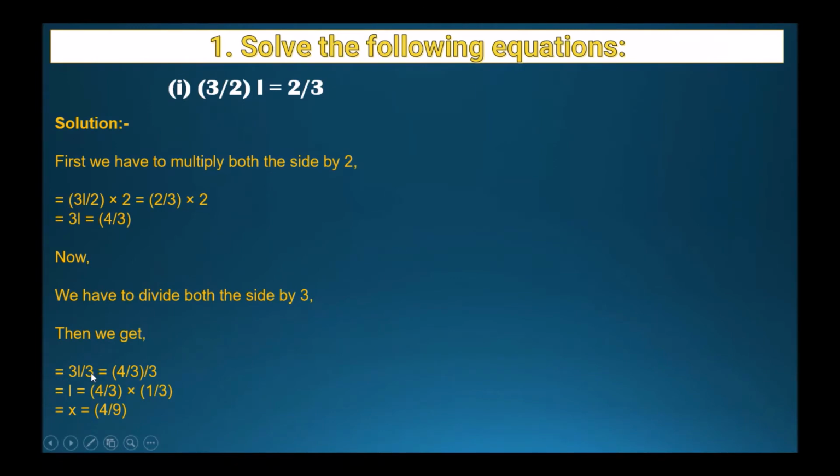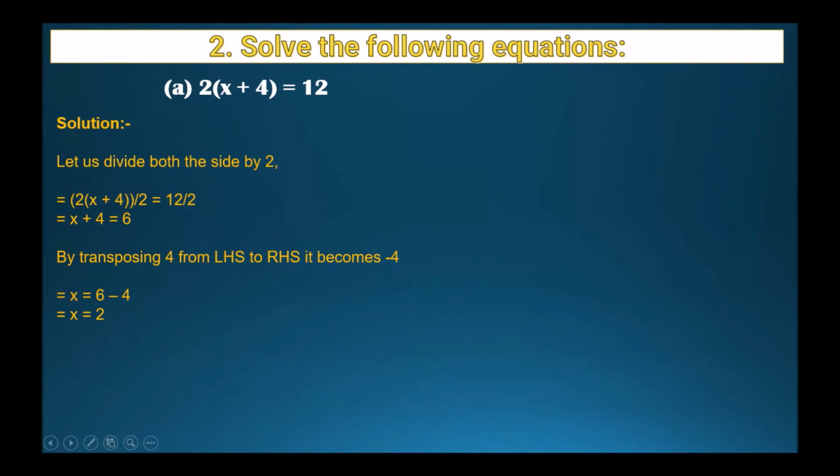Now we will divide 3 on both the sides. So 3L divided by 3 equals 4 upon 3 into 3. So 3 will cut, L will remain. So 4 upon 3 into 1 upon 3. So 3 into 3 will become 9. So L equals 4 upon 9.